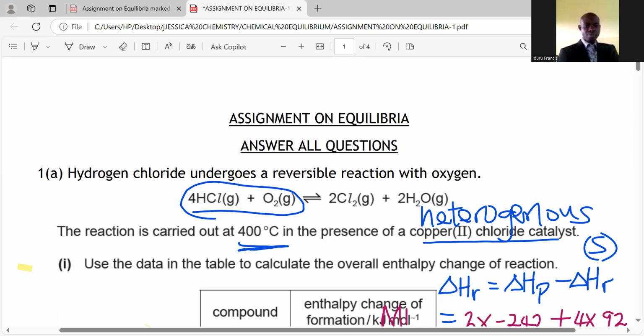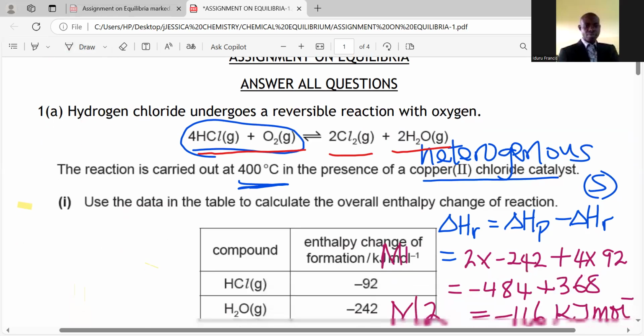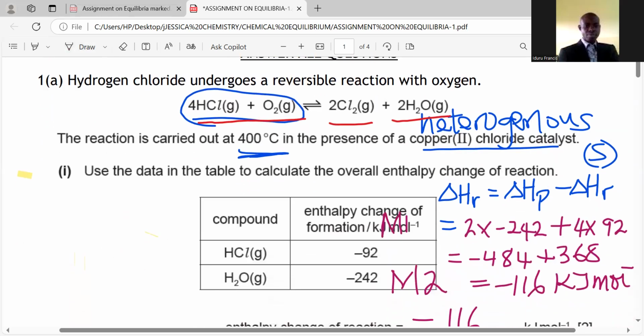In this question, you can see that we have 4 mole of hydrogen chloride gas reacting with a mole of oxygen, both in the gaseous phase, reversibly to produce 2 mole of chlorine gas and then 2 mole of steam, also in the gaseous phase. The reaction is carried out at 400 degrees Celsius in the presence of a copper(II) chloride catalyst. Use the data in the table to calculate the overall enthalpy change for the reaction.